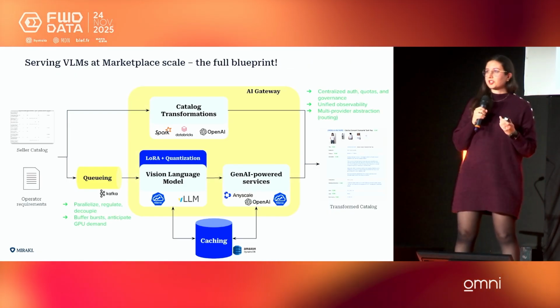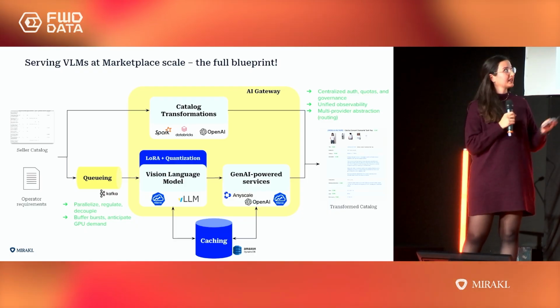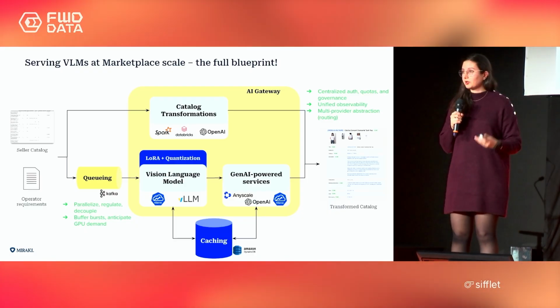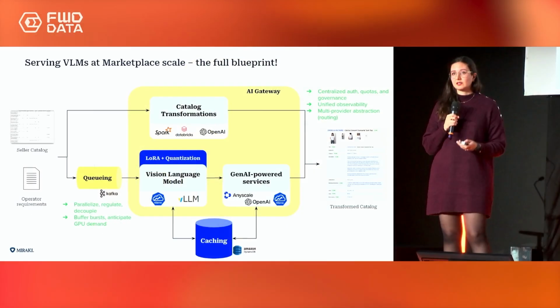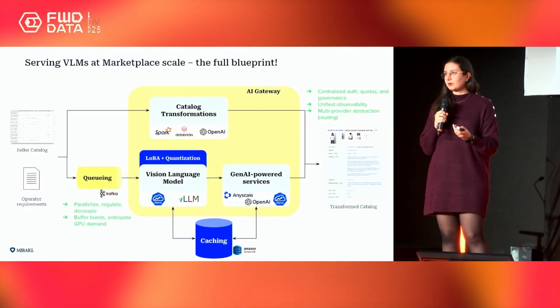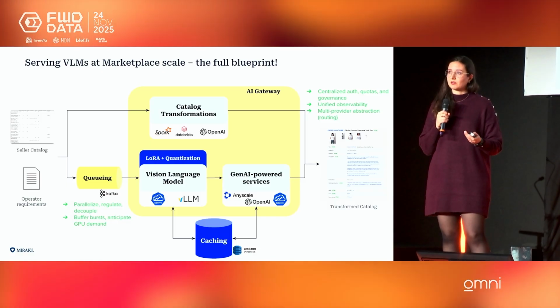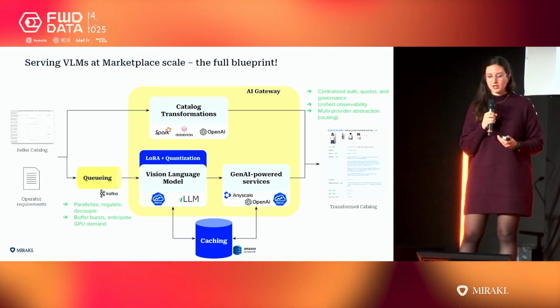This is why we're currently working on two further optimizations. The first one is adding queuing. Queuing allows us to parallelize and decouple requests from responses. It allows us to buffer bursts and anticipate GPU demand, especially if we check the number of incoming products within the queue, then we can anticipate a bit earlier to increase our fleet.